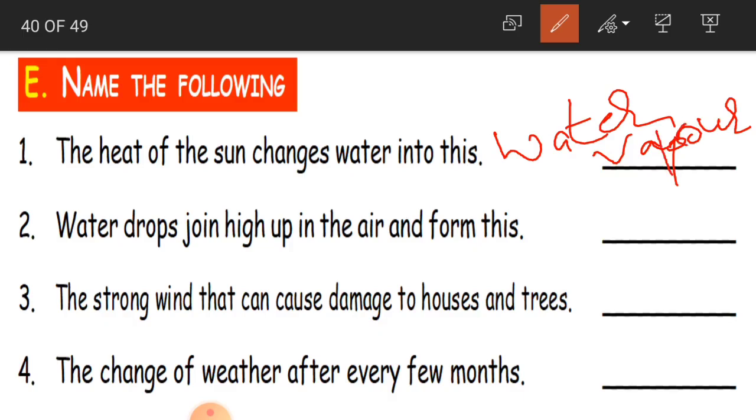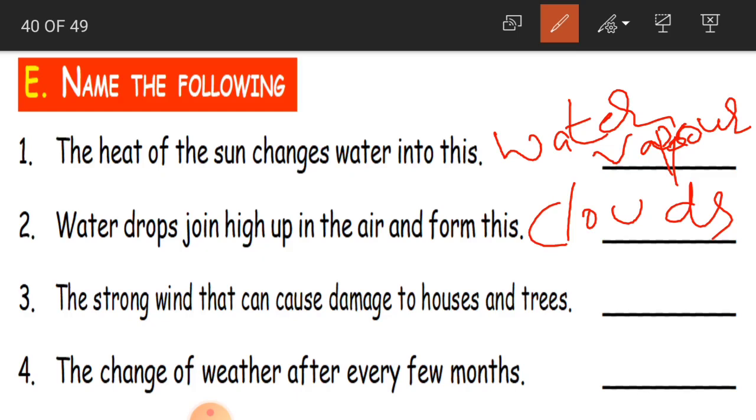Okay, water vapor. It is water vapor. Then the second one is, water drops join high up in the air and form this. All the water vapor which has been cooled down in the air, what is it going to do? It is going to join high up in the air and form clouds.